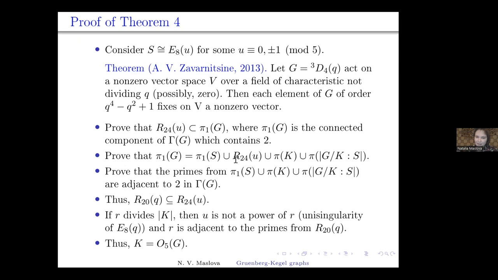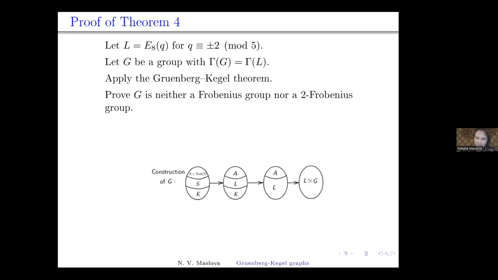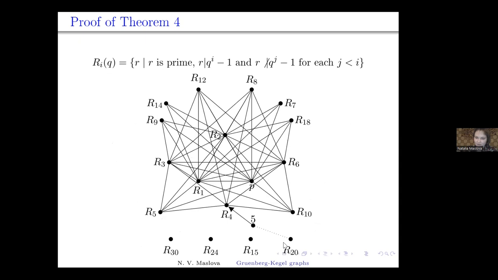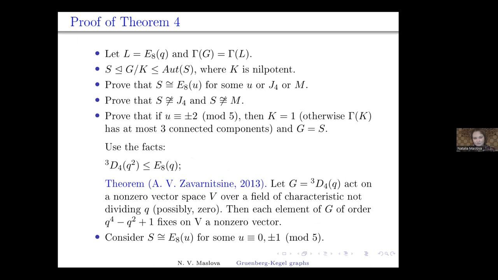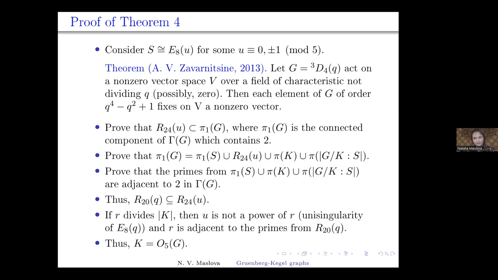And then we conclude that there are some vertices which are adjacent just to 5 in the Gruenberg Kegel graph of G, but not adjacent to 2. These are vertices from R20 of Q. And then they are forced to be contained exactly in this subset. And then if we take some other prime divisor of the nilpotent radical of G, then this prime divisor is forced to be adjacent to R24 of Q. And since these are the only 5, we conclude that K is just a 5-group, a group whose order is divisible only by 5.